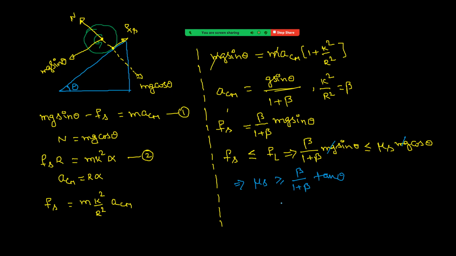So whenever any question is given based on rolling on an inclined plane, first we have to cross check whether the given mu value is equal to this or greater than this. Then we come to know whether rolling without slipping is possible or not. Okay. Next, see some simple questions based on this.